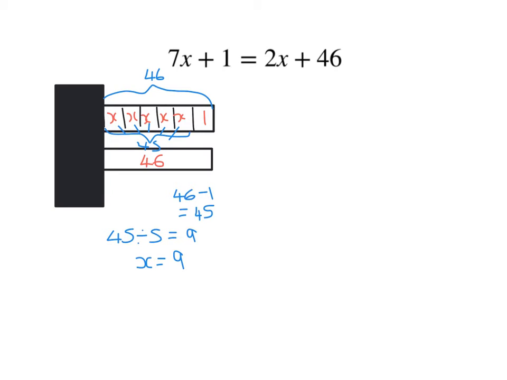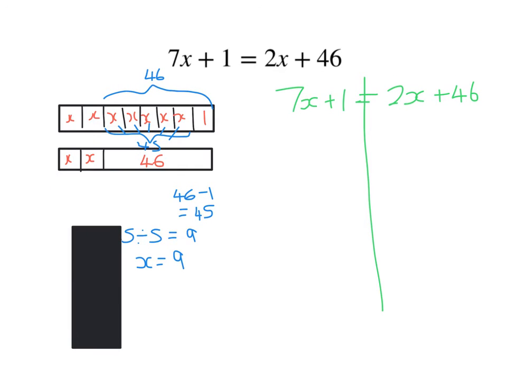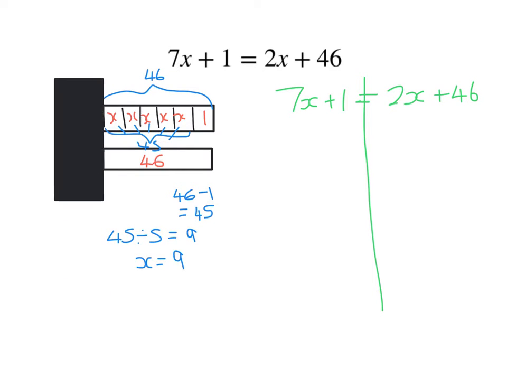Okay, let's now have a look at that using the balance method. So I've got 7x plus 1 is equal to 2x plus 46. So what was the first thing that we did? Well, the first thing that we did was eliminate those x's that were the same in both of the bars. So I took away 2x from both of the bars, and that's exactly what we're going to do here. We're going to take away 2x from both sides. That is eliminating the x's on the right hand side, so there's only x's on the left.